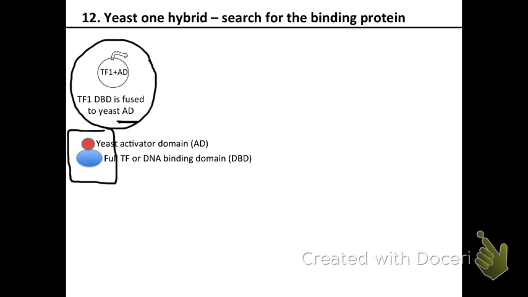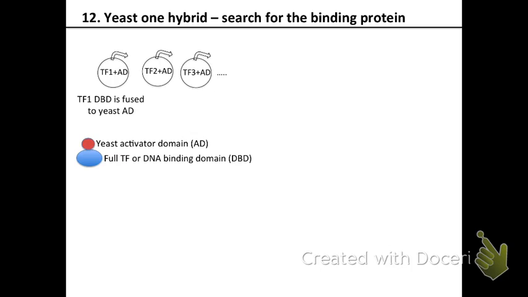You can do this with the full-length transcription factor, or you can just take the DNA binding domain of your transcription factor and fuse it to a yeast activation domain. And it will work like a yeast transcription factor. Okay? So you can do this with one transcription factor if you suspect that this is one of your candidates, or you can use a library of transcription factors. What I mean by a library is you can build a human transcription factor library to be expressed in the yeast so that every human transcription factor DNA binding domain is fused to a yeast transcription factor activator domain.